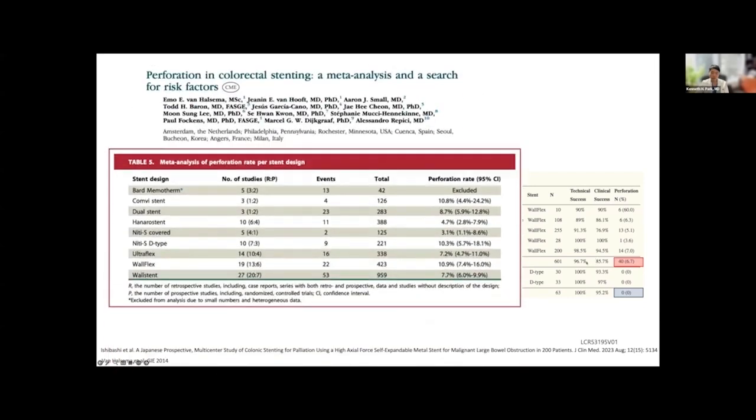This was also confirmed in a multicenter study, a little bit of an older study from 2014 in GIE. If you look down here, when they looked at perforations in colorectal stenting, they tried to figure out the risk factors. Stent design was actually one of the things that did matter. If you look at it here, the Hanaro stent had the lowest perforation rate of 4.7% compared to the other stiffer braided stents mentioned here.